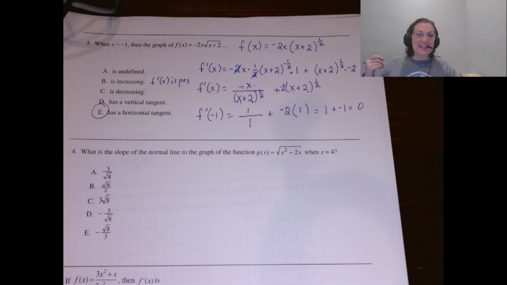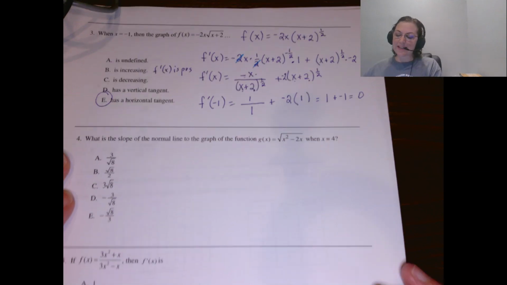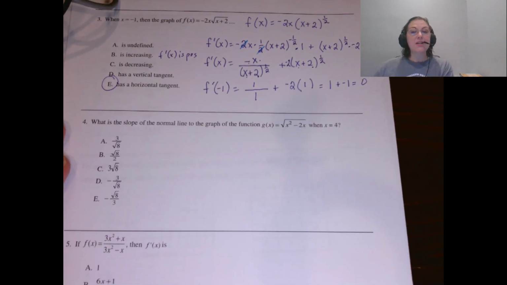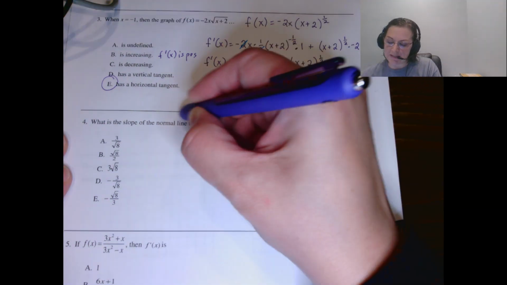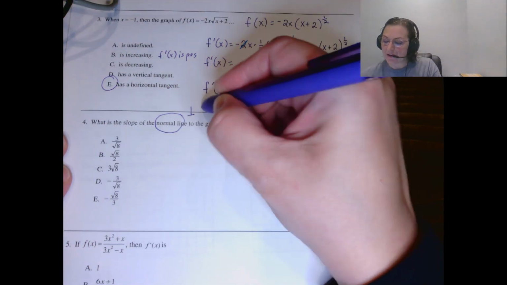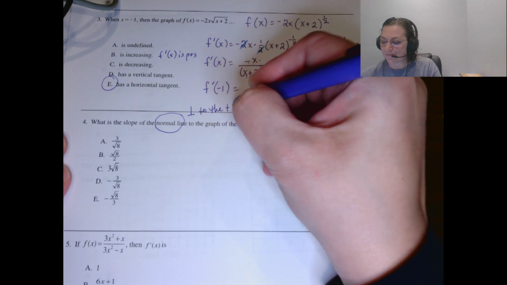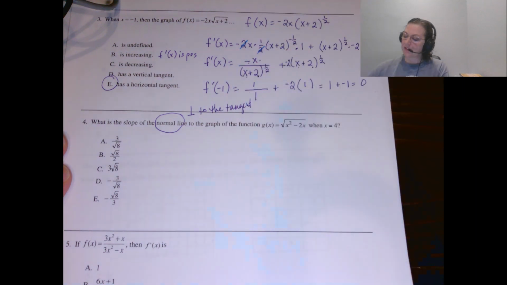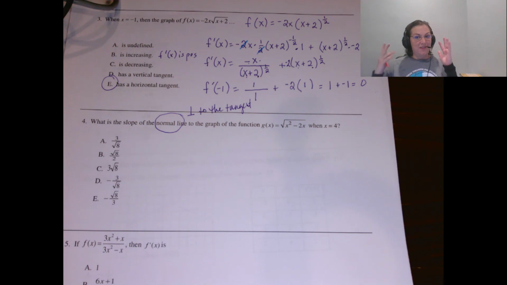Okay, let's take a look at number 4 then. What is the slope of the normal line? So remember, normal line means that it is perpendicular to the tangent. So we're going to take the derivative, find the slope of the tangent, and then we're going to create a perpendicular slope. The reason I'm doing this is because you remember from Algebra 1, perpendicular slope: we flip it and change the sign. So let's get the derivative first.